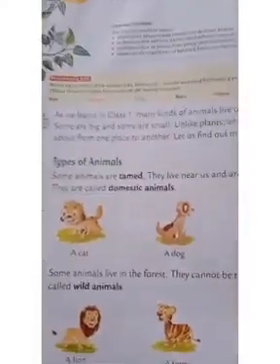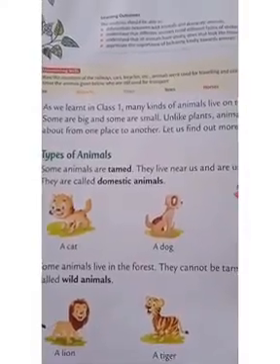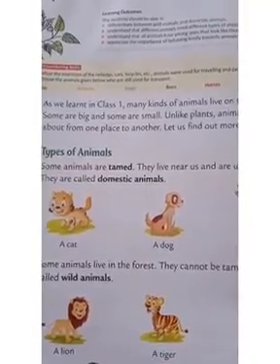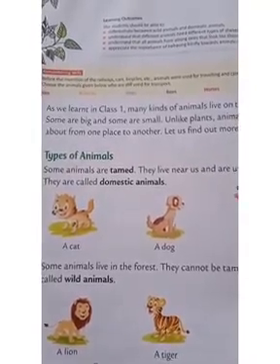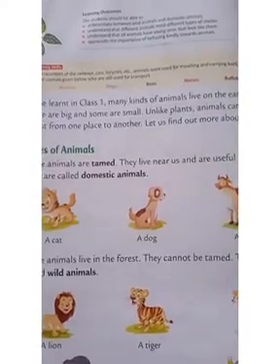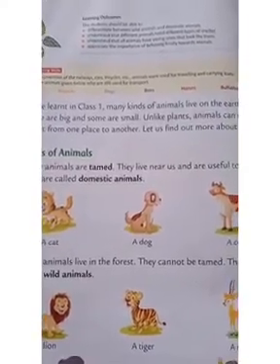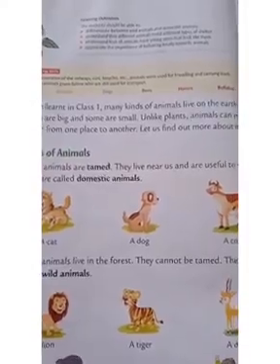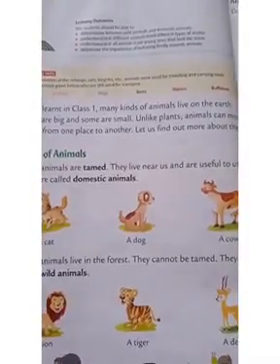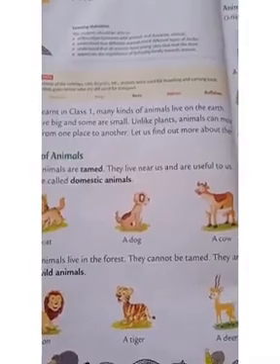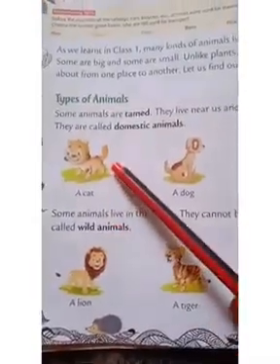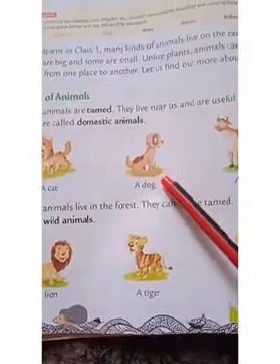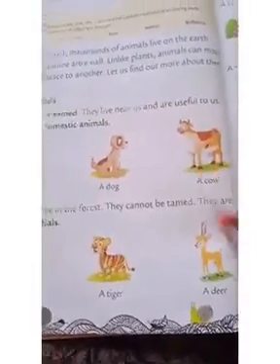Some animals are tamed. Tamed means domestic animals. They live near us and are useful to us. Such animals are called domestic animals. Examples: cat, dog, cow. This is the cat. This one is the dog and this one is the cow.